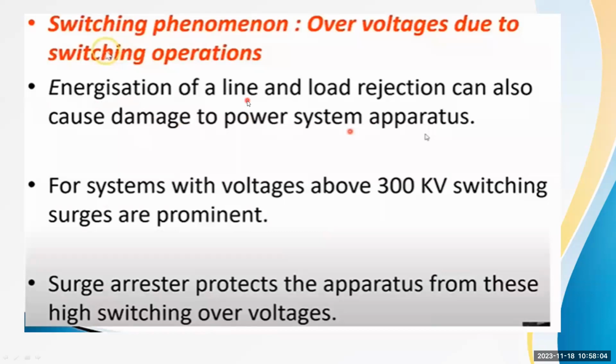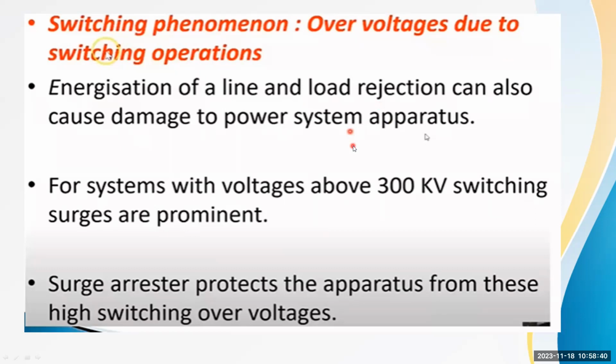Because of energizing of a line, that is, when a source is suddenly connected to the transmission line in a power system, and also load rejection, when a load is suddenly removed, overvoltages occur in the power system. Power system operators cannot withstand this high voltage, so it may cause damage because of these very high overvoltages.